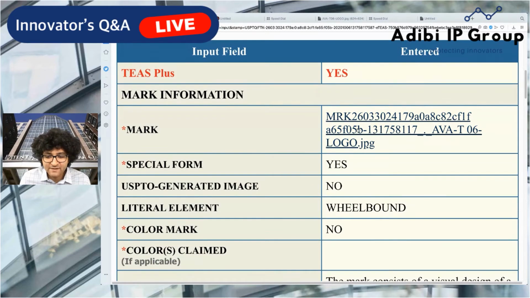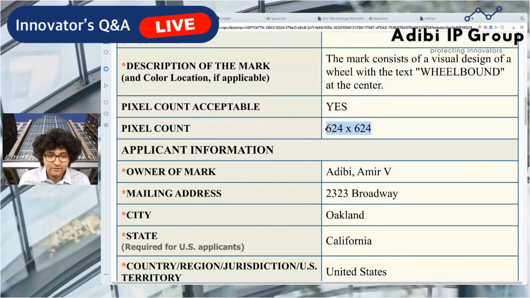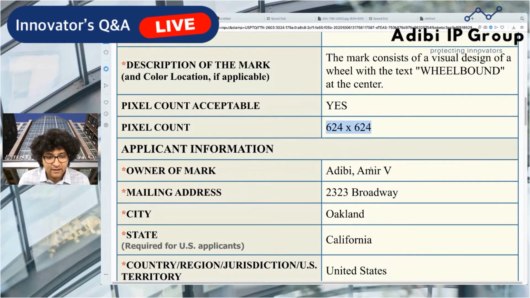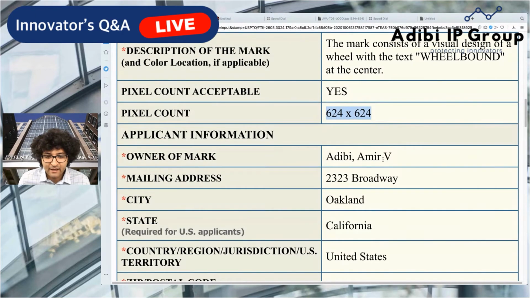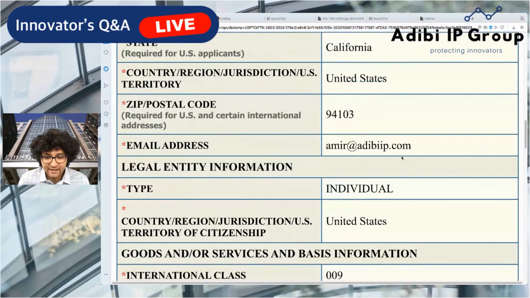So again, this is our mark. It's the wheel-bound mark. This is a description of the mark. So it's a visual design of a wheel with the text wheel bound at the center. Notice I didn't go to the 944 pixel count limit, but 624 is actually pretty good too. So it's not a big deal. And then again, this is my name. So I'm the holder. This is my co-working space address and my email.